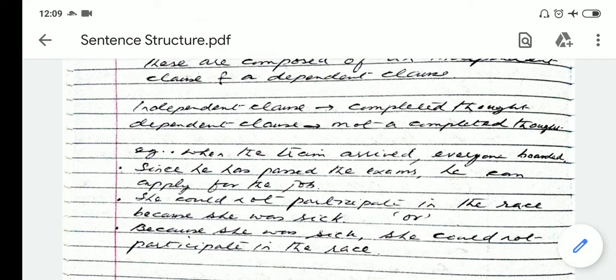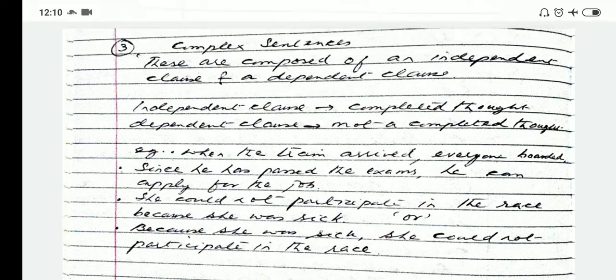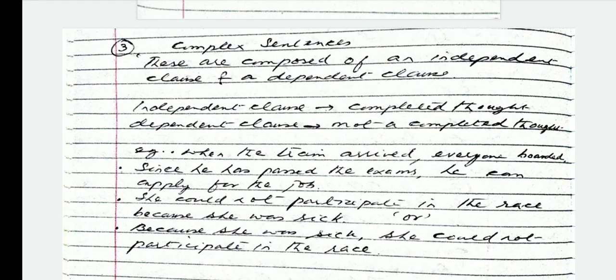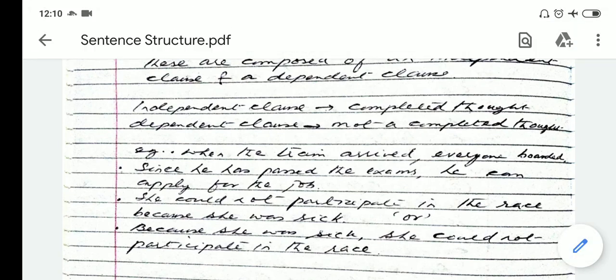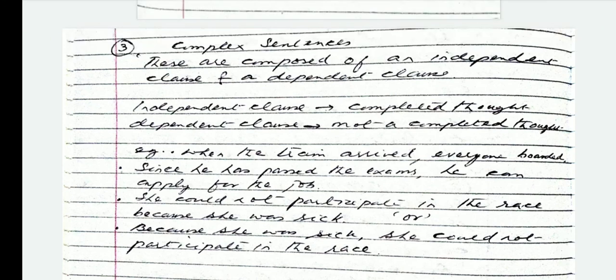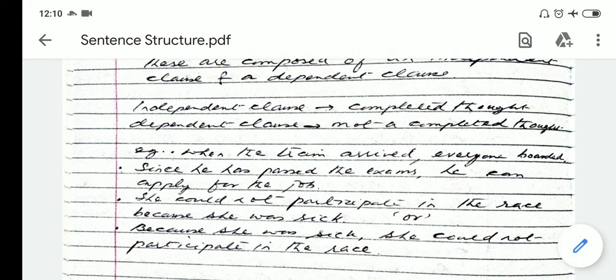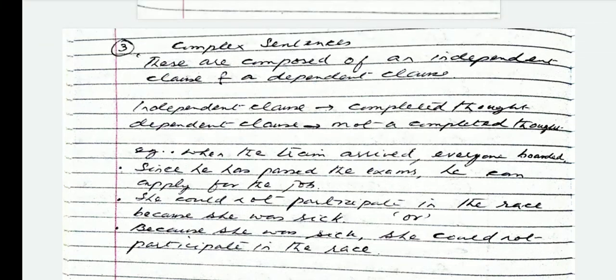Then, because she was sick, she could not participate in the race. This is the same sentence; I have varied it. In the second example, because she was sick, I have put the dependent clause first, and then the independent clause. In the previous sentence, first I placed the independent clause, then the dependent clause. And as you can see, whenever we place the dependent clause first, as you can see when the train arrived, we separate the clauses with the comma.